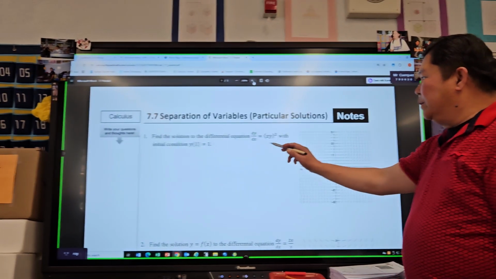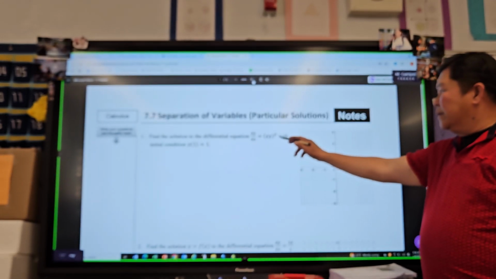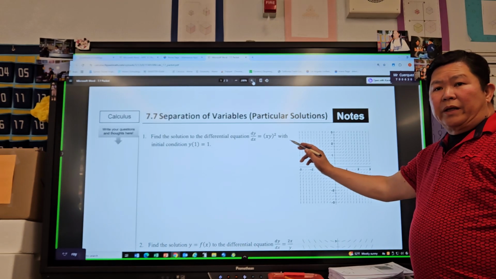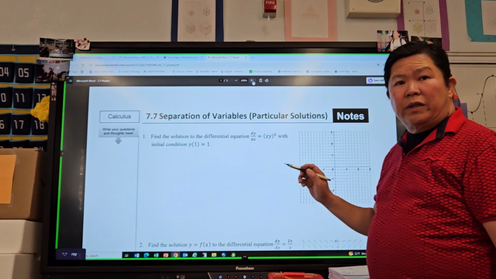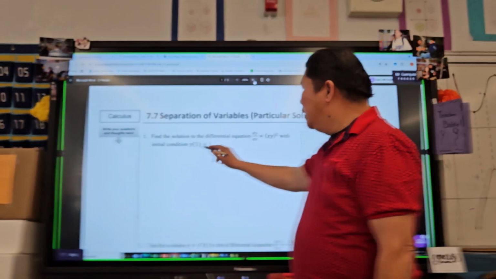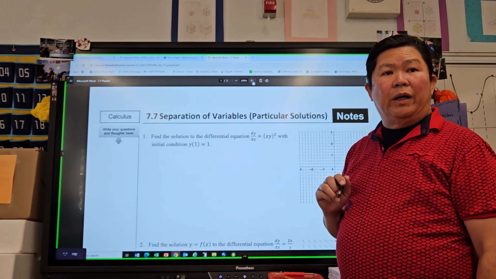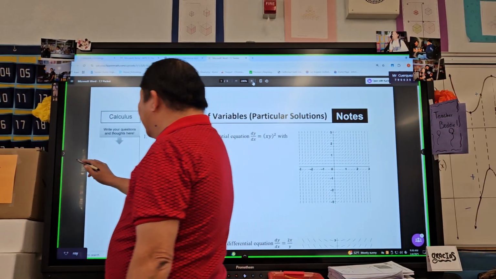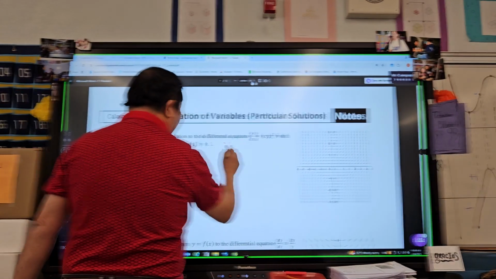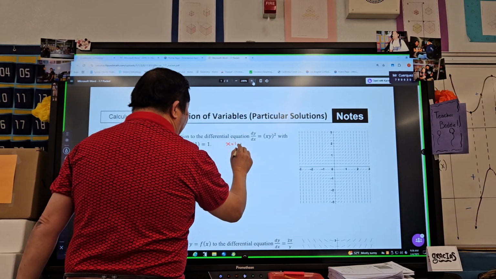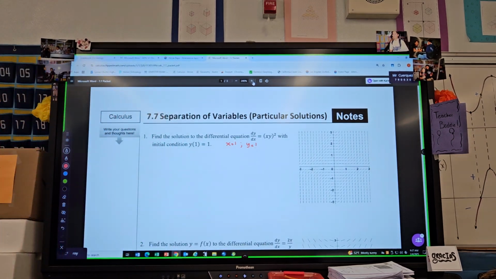So find the solution to the differential equation dy/dx equals x times y squared, with initial condition. We have the initial condition that if x is 1, the function is also 1. So this implies that x equals 1 and y equals 1. That's what it means.